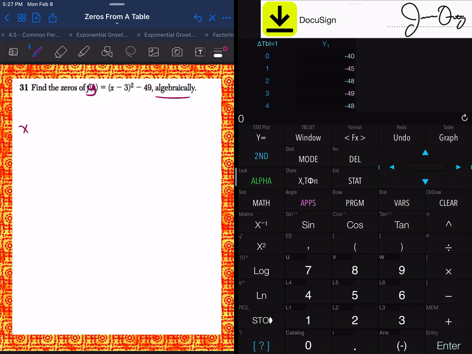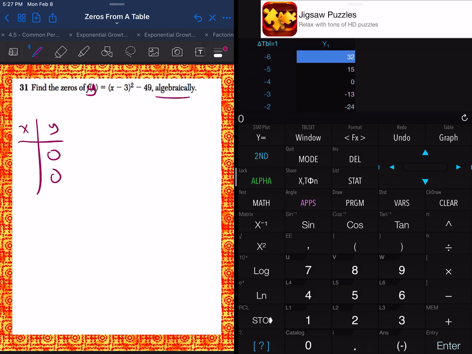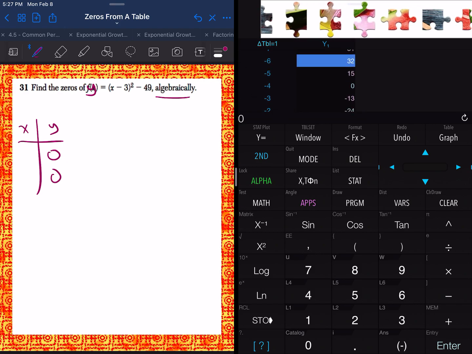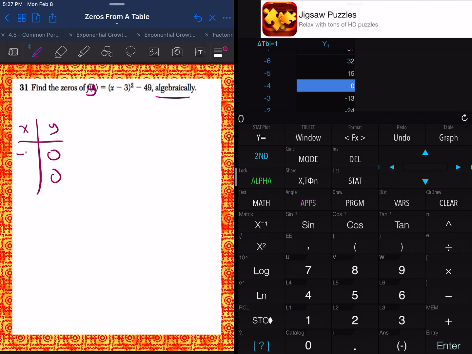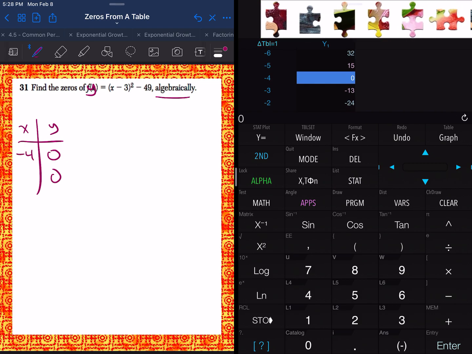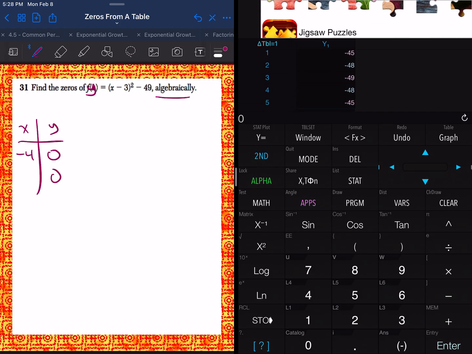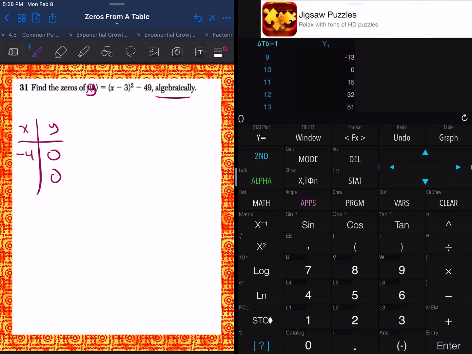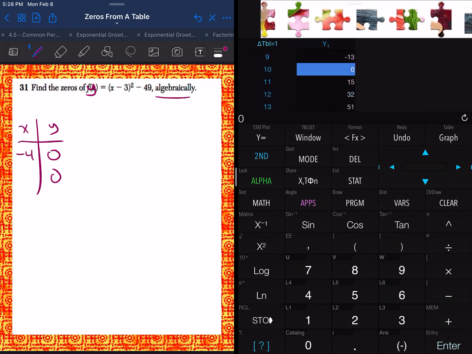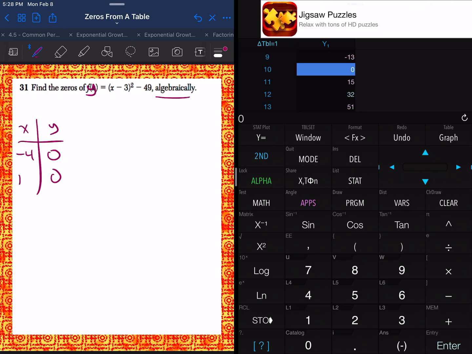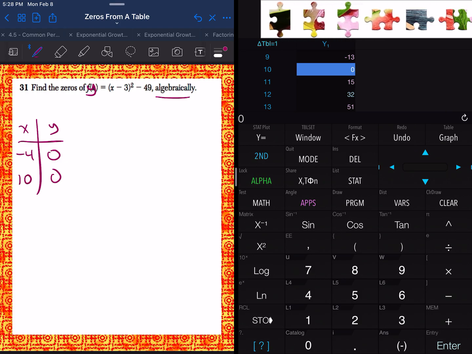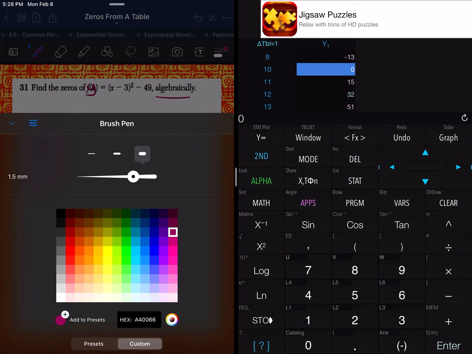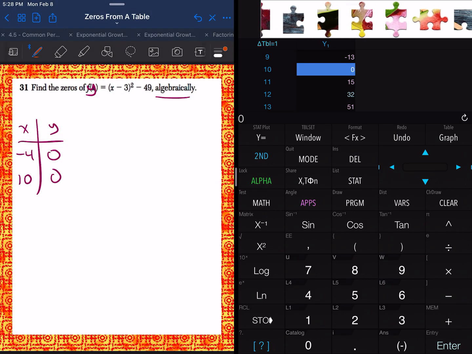I am looking for my zeros. Make a little chart here to help you out. Do you see any zeros? Yes, one of them is -4. I bet the other one is going to be lower down. And what is the other one? +10. So, like I said before, that will get you partial credit.